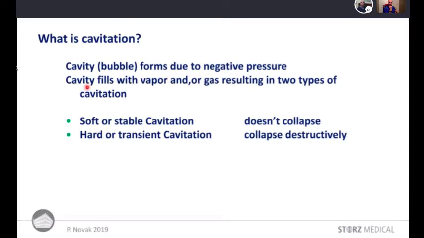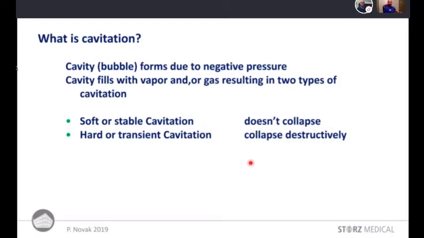Secondly, the cavity due to the negative pressure can fill with vapor, or it can be filled by gas which basically escapes out of the media, out of the fluid typically. And so we distinguish between so-called soft or stable cavitation, which are bubbles filled with gas. Because the gas cannot be diluted very fast again into the surrounding fluid, it takes time, and it's called stable cavitation. On the other hand, there is hard or transient cavitation, where these bubbles are formed by the vapor of the surrounding fluid.